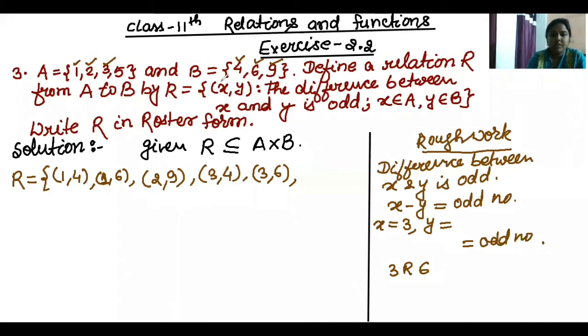Now x equals 3 and y equals 9. So 3 minus 9, this is here -6. -6 is not an odd number. So 3 is not related to 9. So we'll not write (3, 9) here.